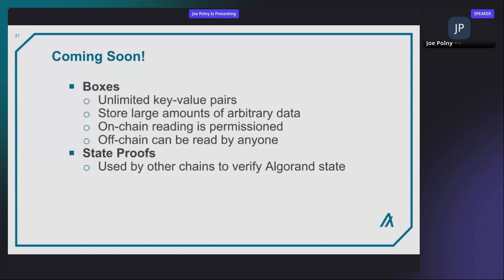And then also, of course, since it's a blockchain, they can be read off chain by anyone. So you can use an indexer or block explorer to take a look at what sort of data is stored in the boxes of any given contract.